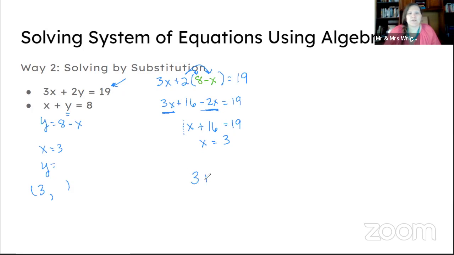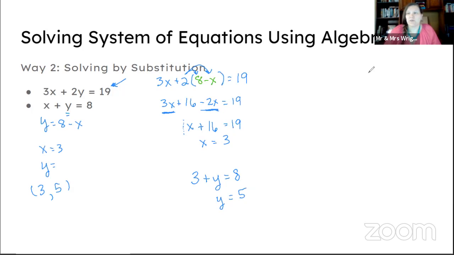So I'm going to say 3 plus y equals 8. Right here I had x plus y equals 8. I took this x equals 3 and I substituted in the 3 for the x. 3 plus y equals 8. Okay, so now I'm going to subtract 3 from both sides. Y equals 8 minus 3, 5. Y equals 5. Now, are we done?